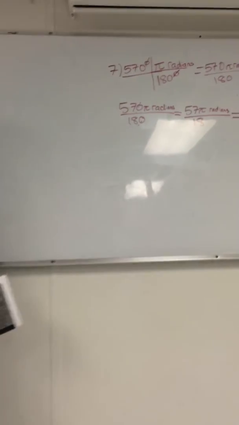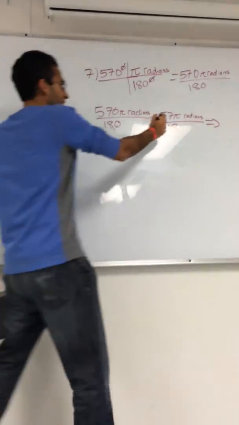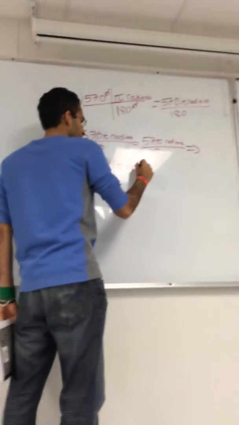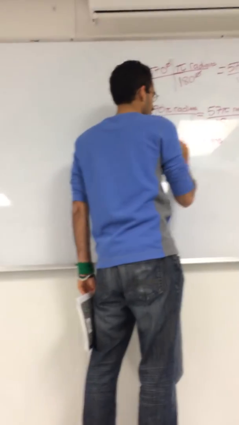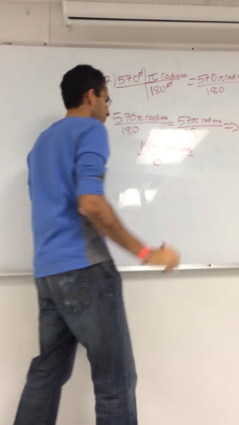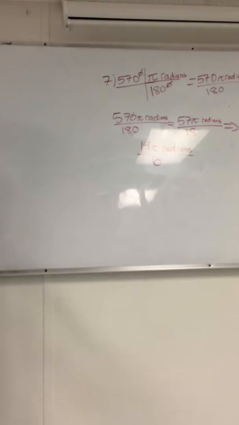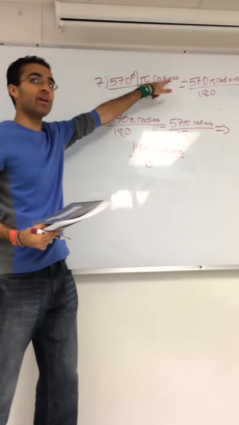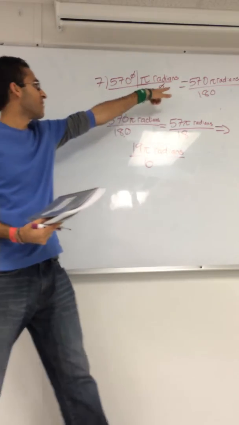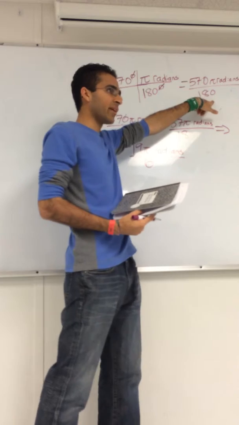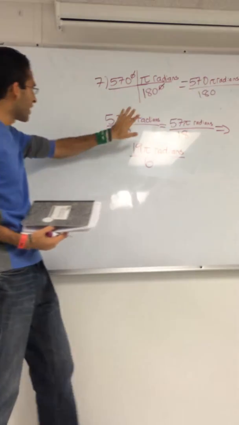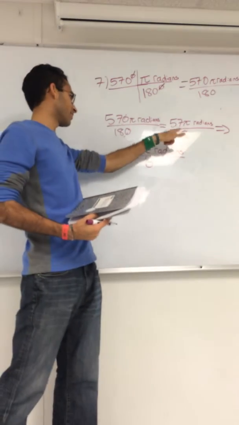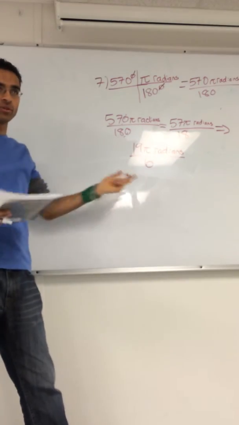Let's divide both by 3. 57 divided by 3 will be 19 pi radians over 6. So we started with the 570. We did the dimensional analysis. We said pi radians equals 180 degrees. 570 pi radians divided by 180. We went ahead and canceled the zeros when we divided by 10. We said, all right, let's divide by 3, 19 pi radians over 6.